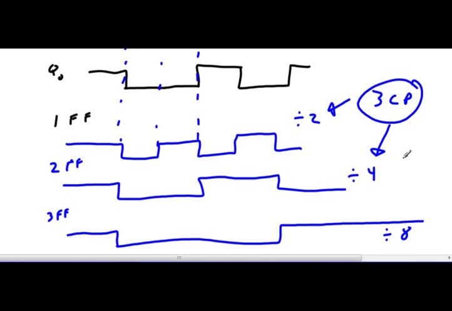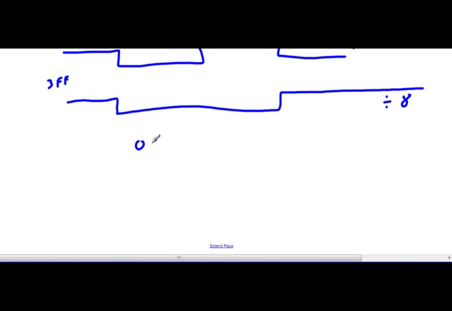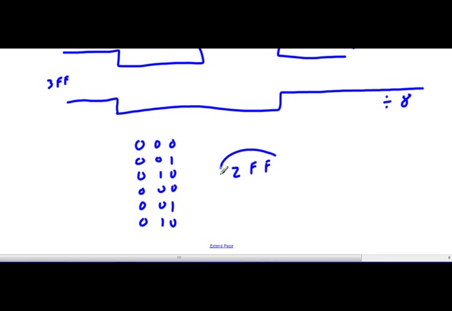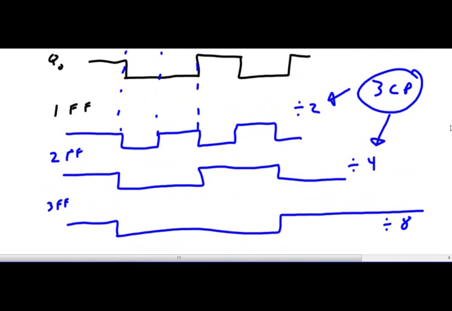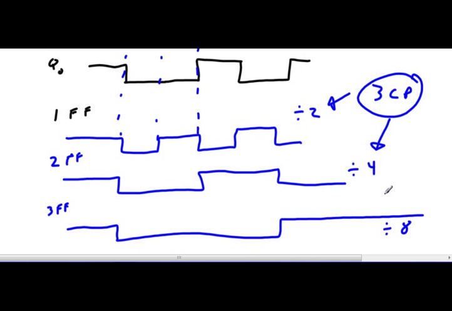right? So if I go 0, 1, 0, 1, 0, reset, 0, 1, 0, 1, 0. I could do that in 2 flip-flops. So it would take 2 flip-flops to do a divide by 3. Okay, so I got 2 flip-flops, and I'm resetting right here.